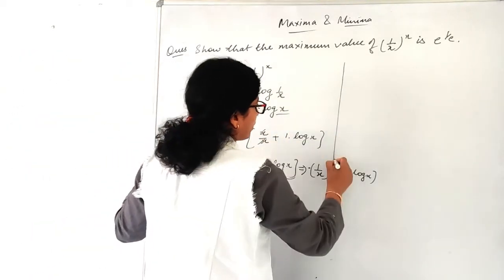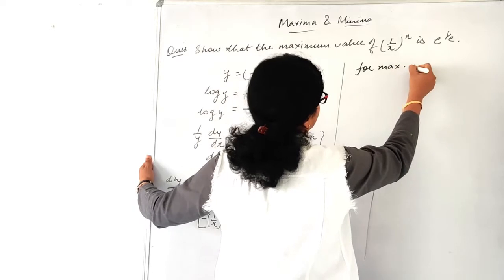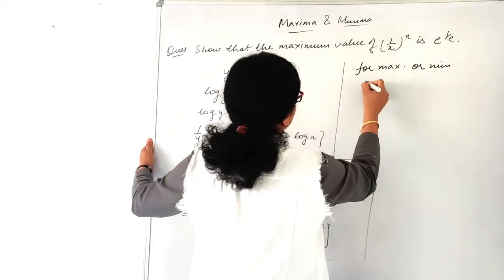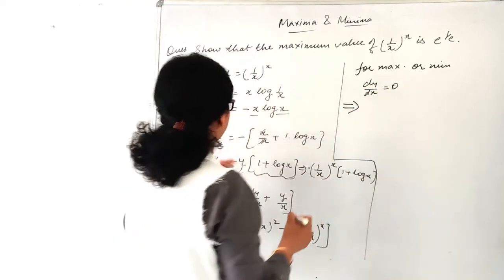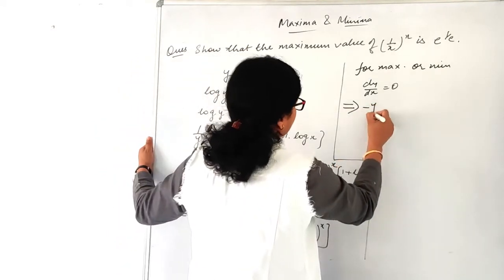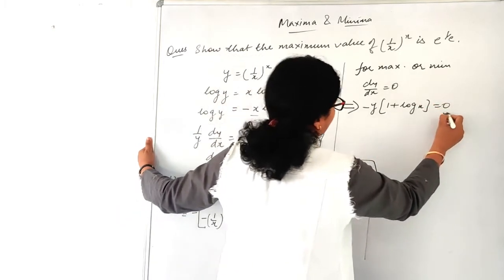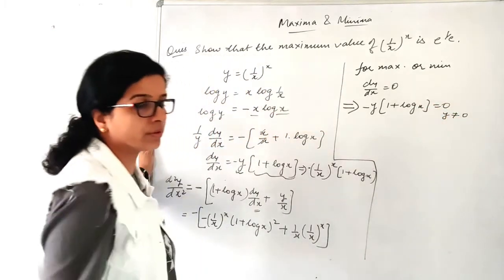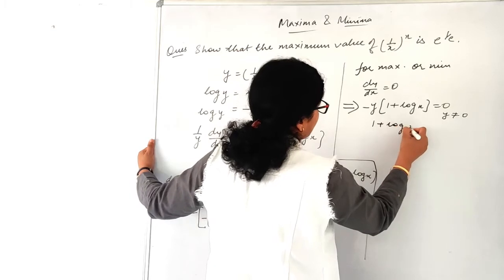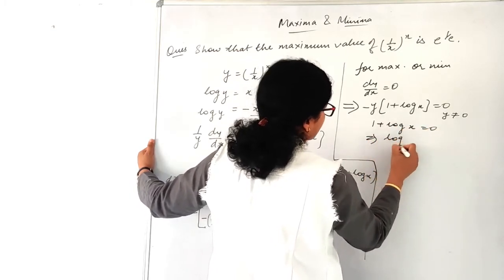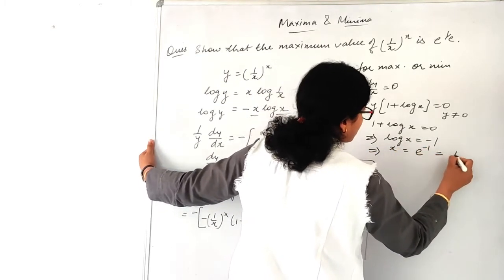So how are we going to find the point of maxima or minima? For maxima or minima, we will write dy/dx equals 0, which implies, this is my dy/dx, minus y(1 plus log x) equals 0. y cannot be equal to 0 for any value, right? So it means 1 plus log x should be equal to 0. This implies log x equals minus 1, which implies x is equal to e to the power minus 1, or equals 1/e.